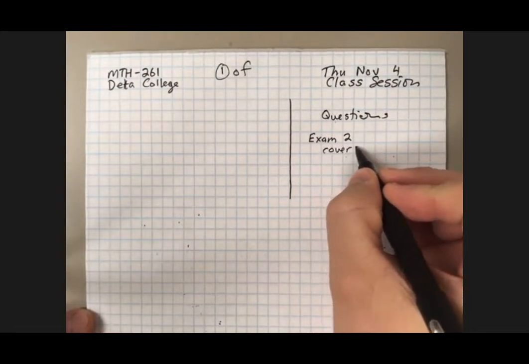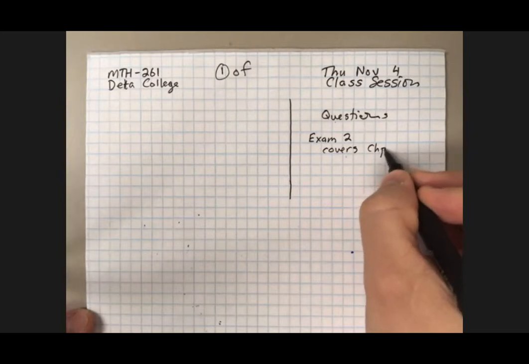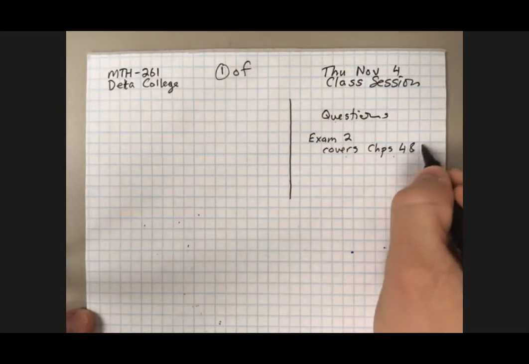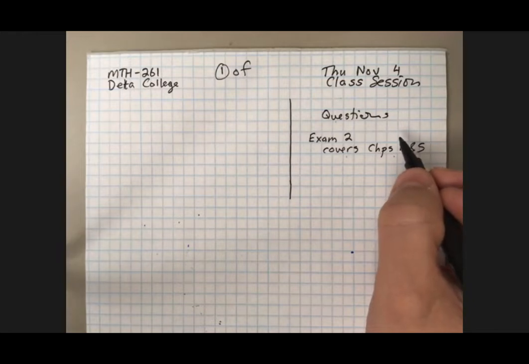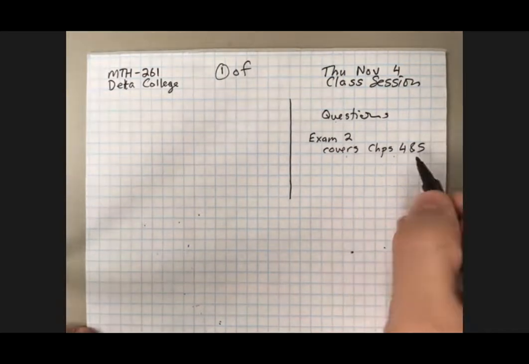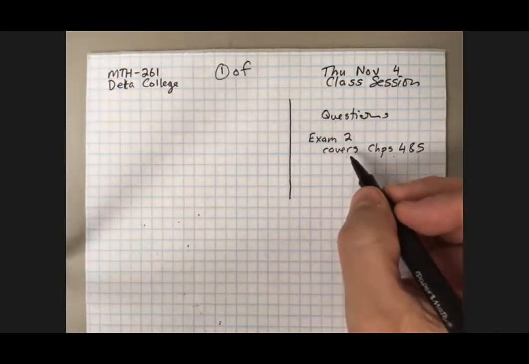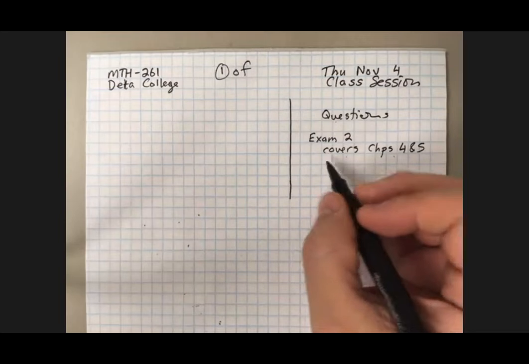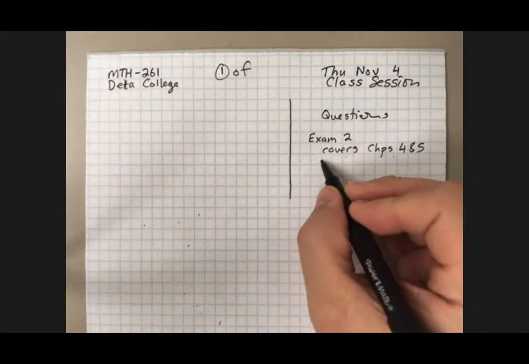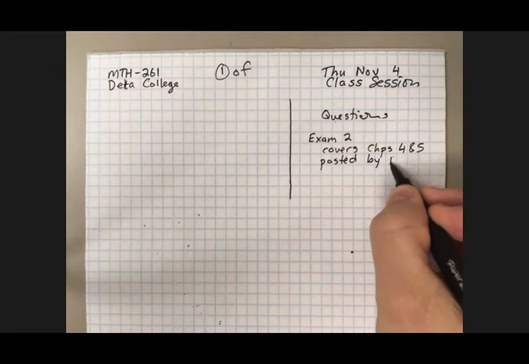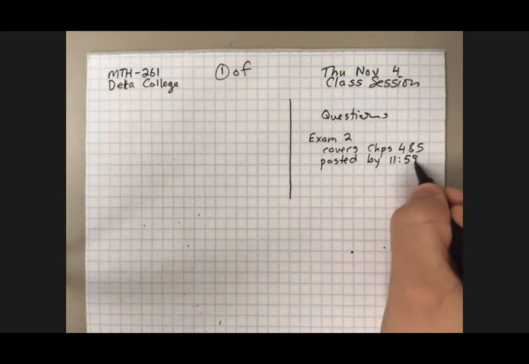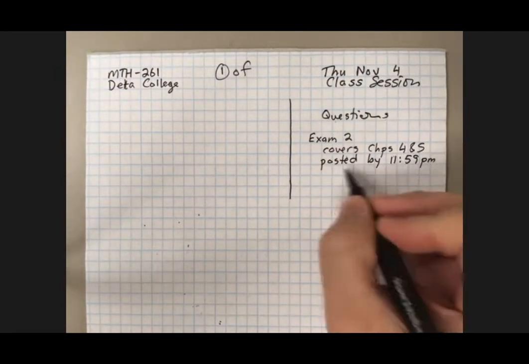Exam 2 covers chapters 4 and 5. This is all on our website, but I'm not going to go to the website right now. You can follow the schedule and you're getting used to the schedule. This is going to be distributed as you hand in your next homework.